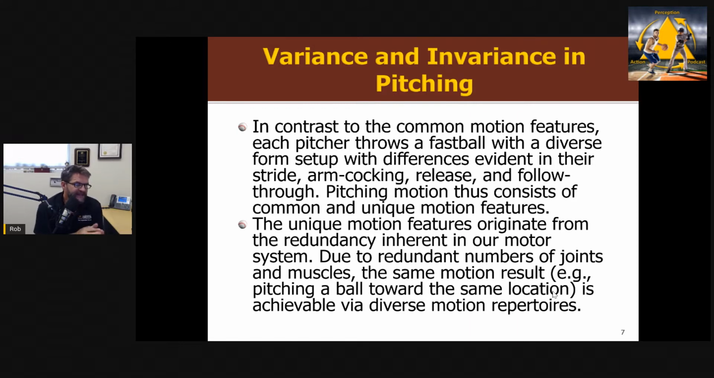Then the second point they make is that where these come from is redundancy in our motor system, right? From having redundant degrees of freedom, right? There's lots of different ways we can achieve the same result, right?